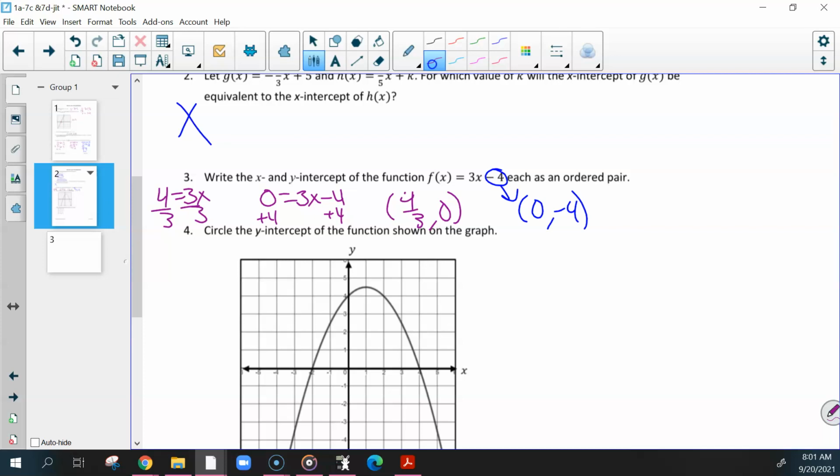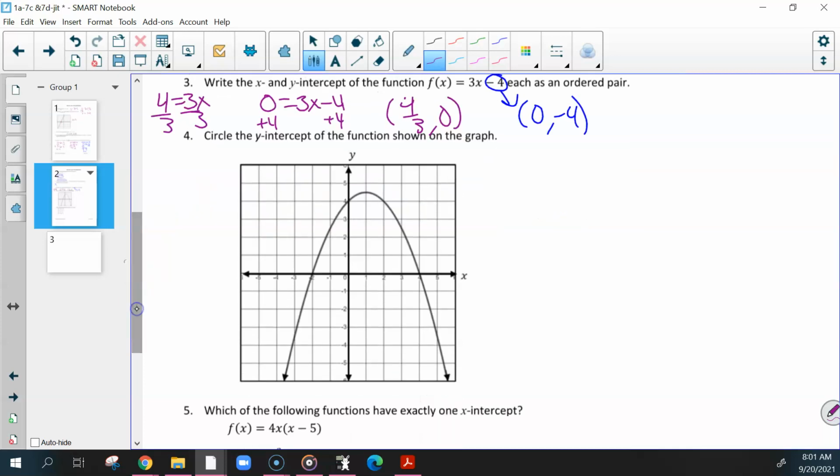Number 4 asks about the y-intercept. So those can interchange at any point. Just make sure you're reading that. If you solve or look for a y-intercept when you're looking for an x-intercept, or vice versa, it'll be wrong. The y-intercept was right here. I don't know if you were able to see it.